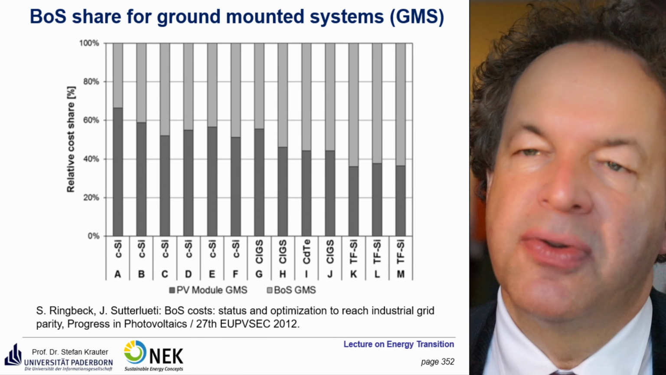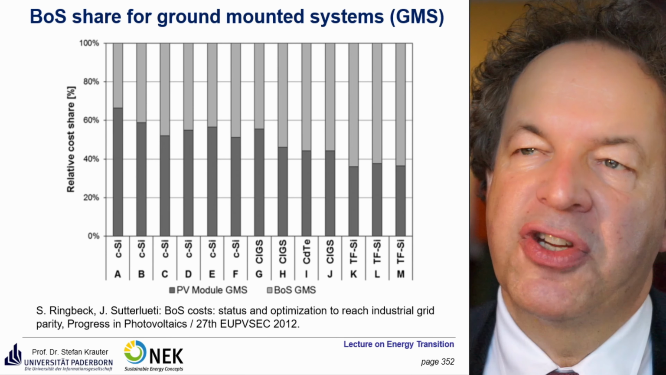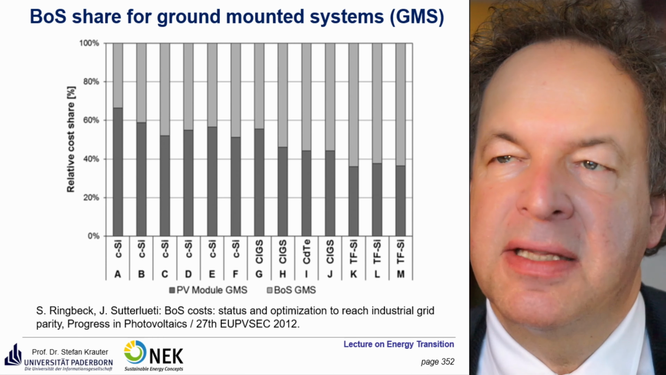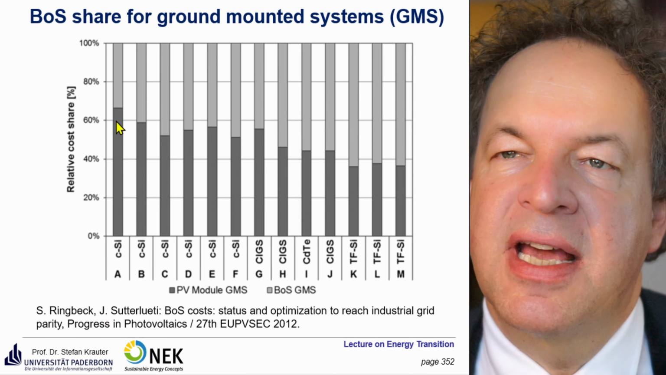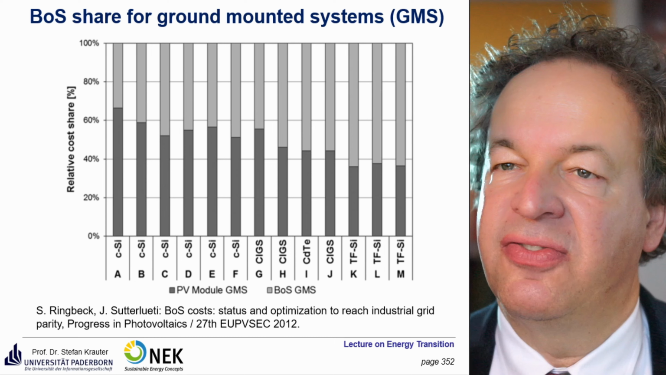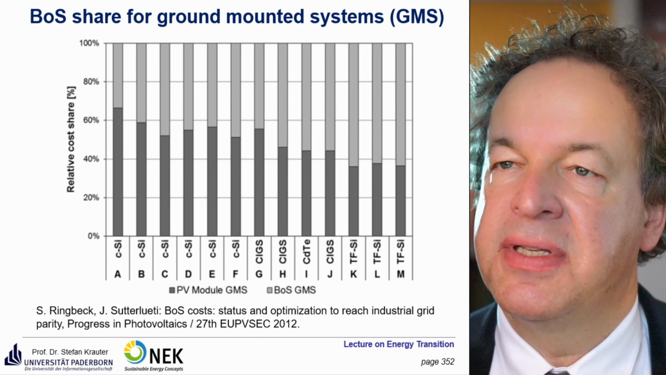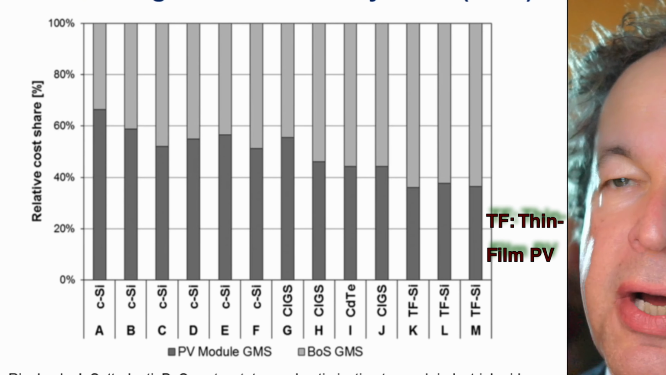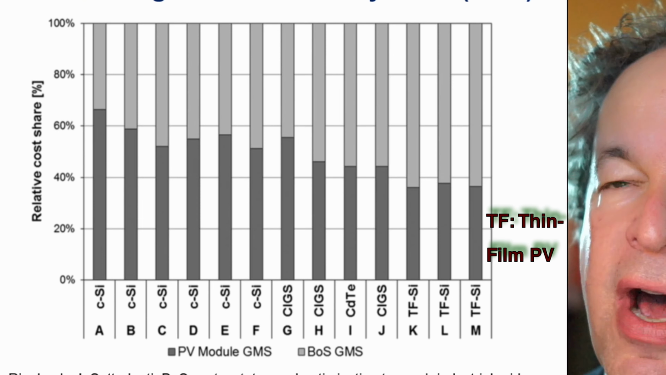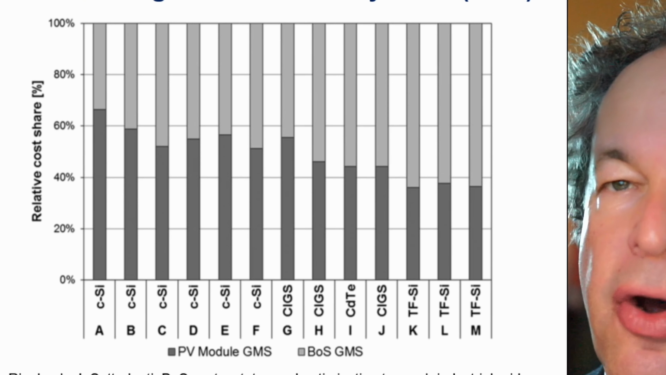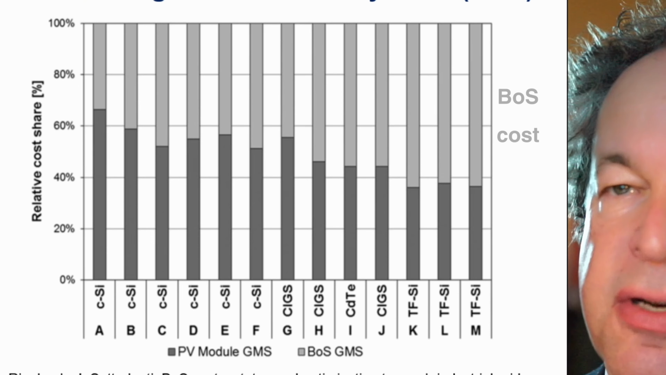Ground-mounted system. So you see here, if you have a high efficiency solar cell, you need less area and also less installation material, but the module costs have a higher share. This is case A. If you go to the right side, for example to M, you have a thin film silicon PV module which has a lower efficiency, is cheaper, but requires more area and more wiring, more space for installation and more mounting equipment. And therefore the share of balance of system cost is considerably higher.